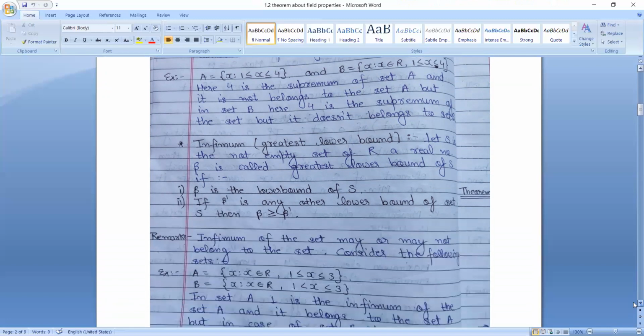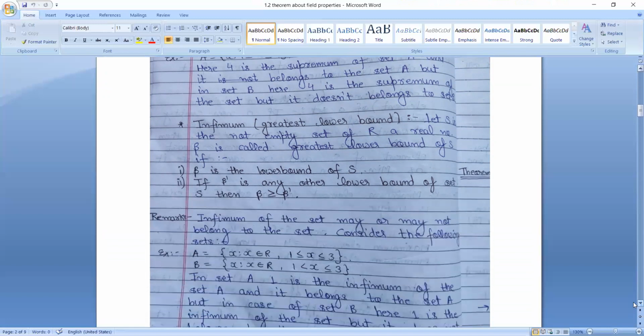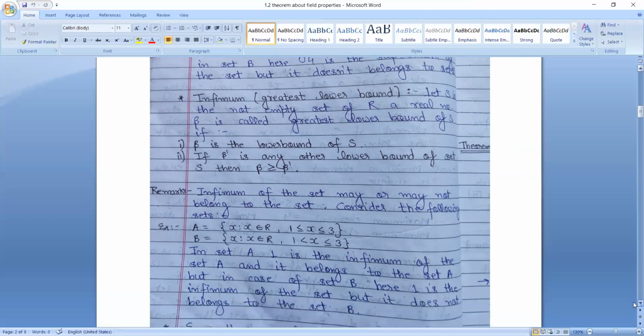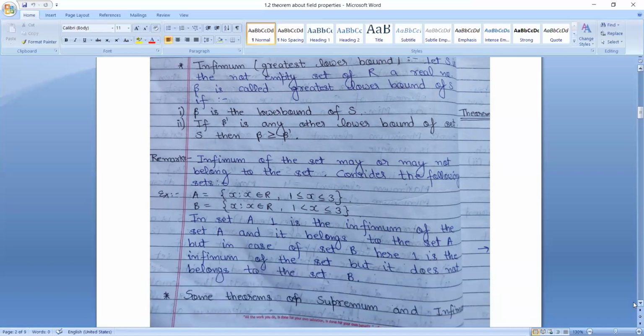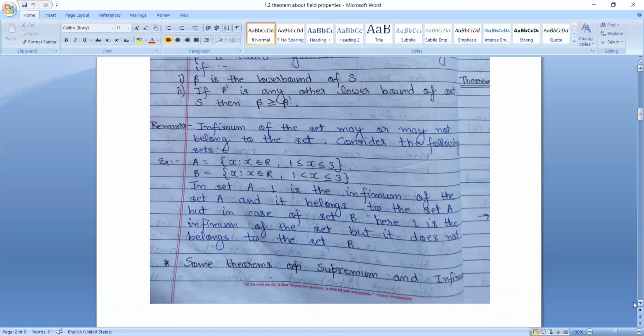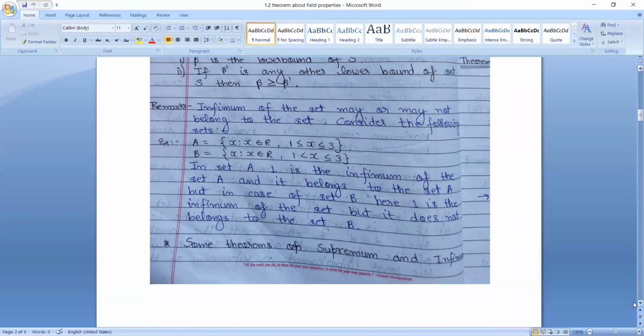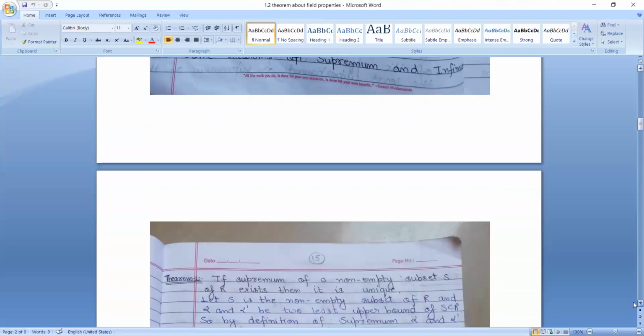There are some examples. Now the next definition, infimum. Let S be a non-empty subset of R. A real number beta is called the greatest lower bound of S if, first, beta is a lower bound of S, and second, if beta dash is any other lower bound of S, then beta is greater than or equal to beta dash. Remark: the infimum of the set may or may not belong to the set. There are some examples. Now we see some theorems on supremum and infimum.